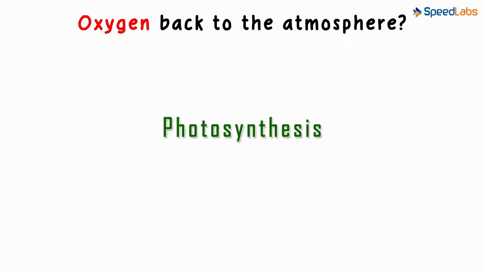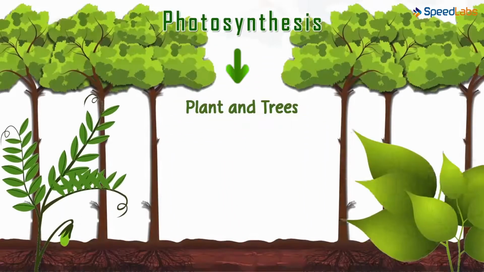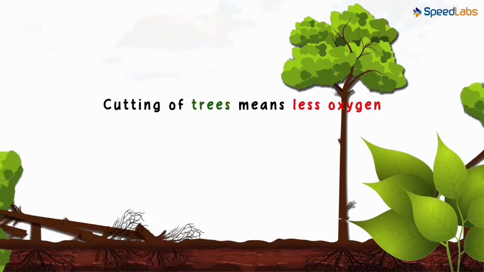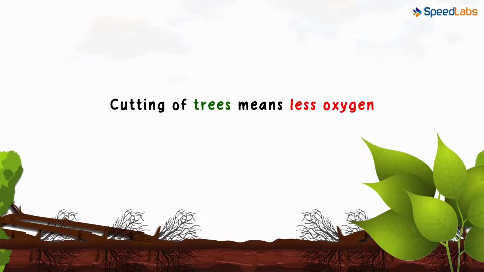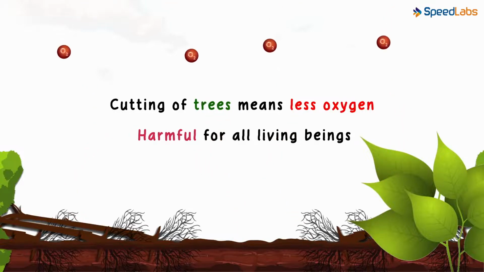Wait, did I just say photosynthesis? This process can only be executed by plants and trees. Now do you know why we say that cutting of trees means less oxygen? If we do not have enough trees, we will only use oxygen but never return it to the atmosphere. This can cause a serious deficiency of oxygen in the air and can be harmful for all living beings.